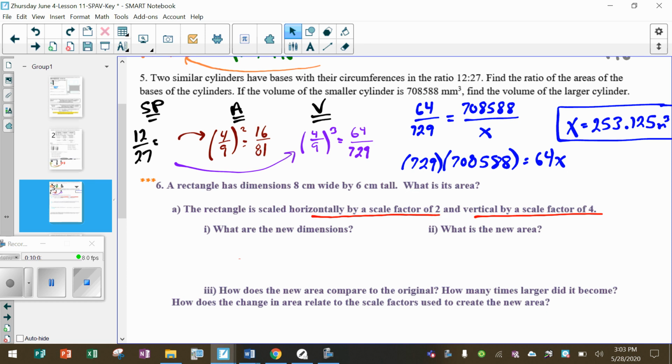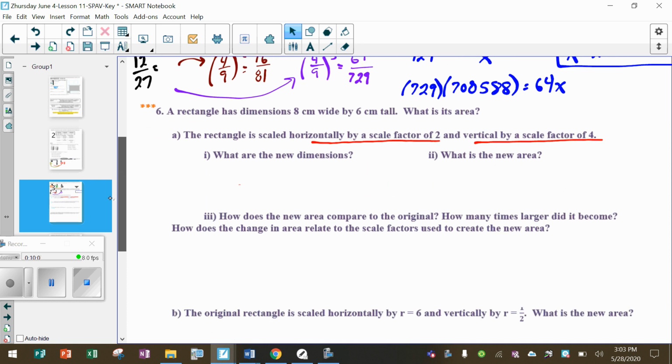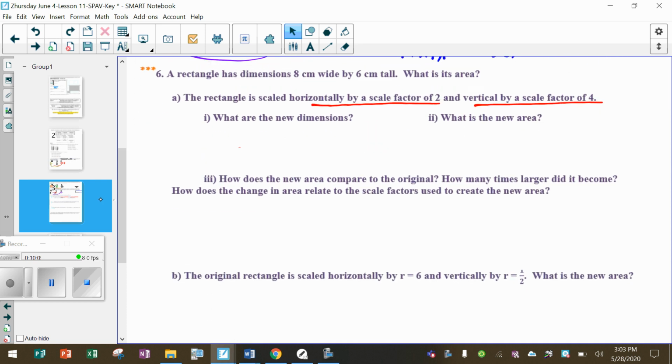Okay, number 6. This one's in a different color because it's a little bit different. So let me explain number 6. A rectangle has dimensions that's 8 centimeters wide, 6 centimeters tall. Area would be 6 times 8 or 48. The rectangle is scaled horizontally by a scale factor of 2, but vertically by a scale factor of 4. That means they are not increasing the two dimensions by the same scale factor.